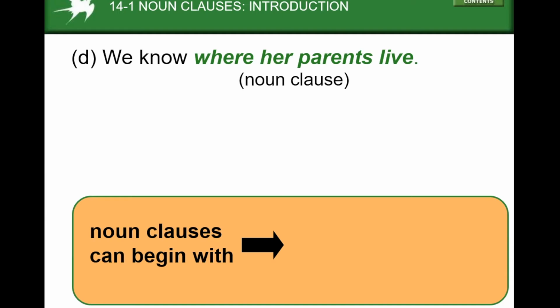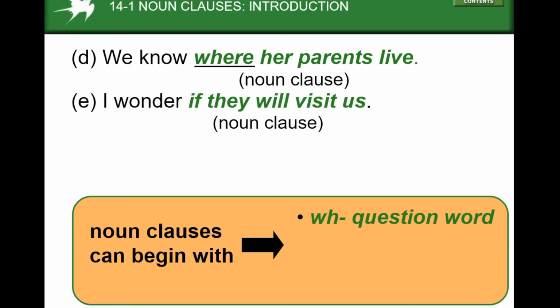Next, it's important to learn a noun clause can begin with number 1, WH question word. For example, we know where her parents live. Here, where is a question word. It shows the place. Number 2, if or whether. We use if or whether to begin our noun clause. We use if or whether to talk about something that is not certain, something that is unsure.